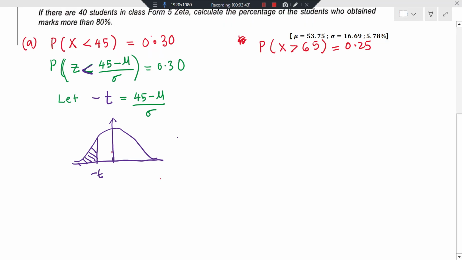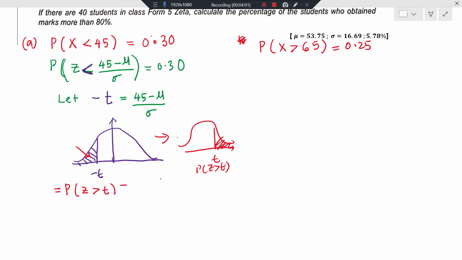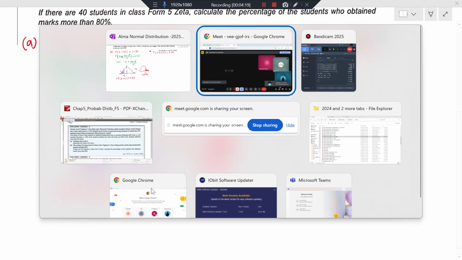Now you know how to solve this. This one we can directly read from the graph. We change the inequality symbol, because when you reflect this, it will be here. So the probability Z greater than T is equal to 0.30. Remember, we are finding the Z value, not the probability, because the probability is already given. Now, let us find which point is closest to 0.30.